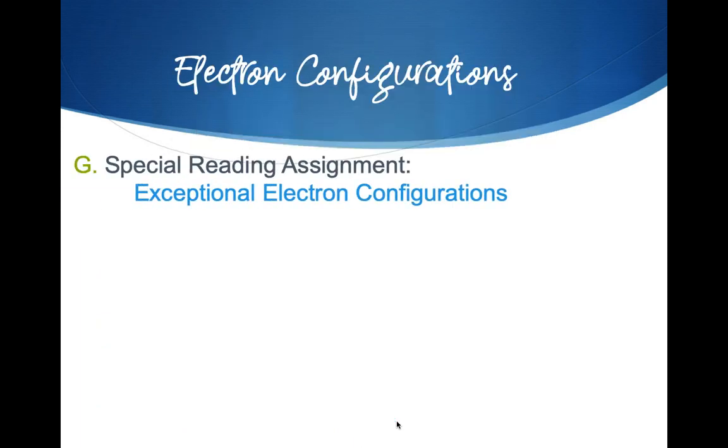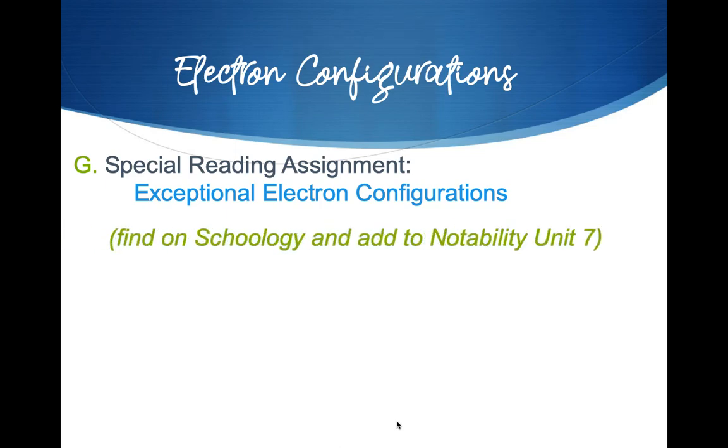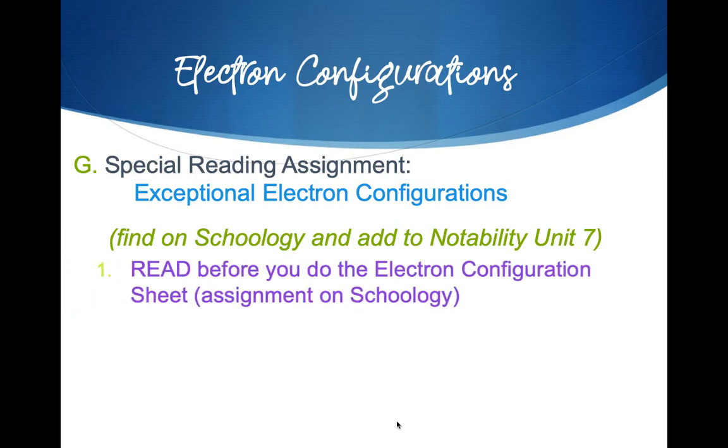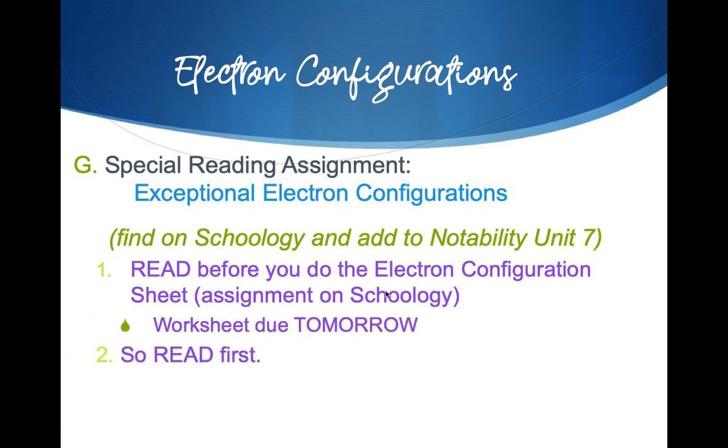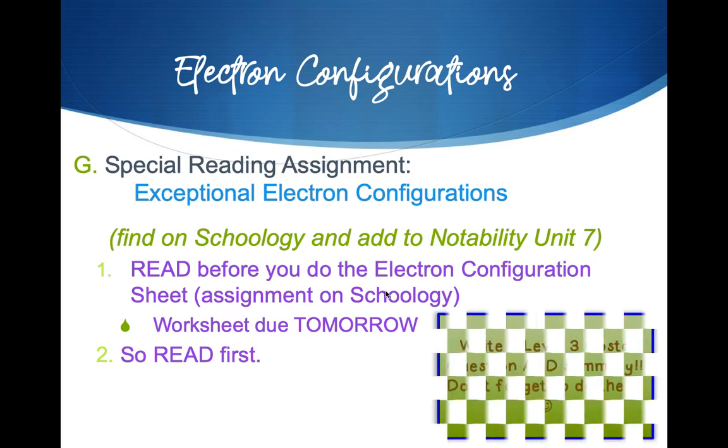Okay. To finish this off, the plan for the rest of this time: I have a reading for you posted on Schoology that talks about a couple elements that are exceptions to that electron configuration pattern. Find it on Schoology, put it in your Notability Unit 7 folder, and then read it before you do the assignment, because now I want you to practice some things about electron configurations, but you need to know those couple exceptions because they could show up on that assignment. So the worksheet is due tomorrow. Make sure you read the reading first. And then you can mark up the text and do the normal things you would when you're reading something. But then that goes into your Notability.